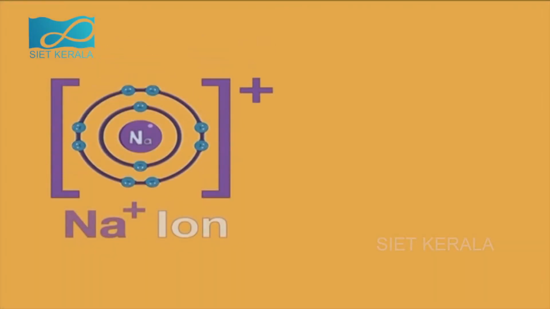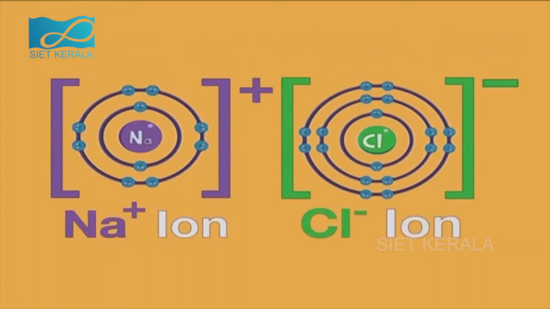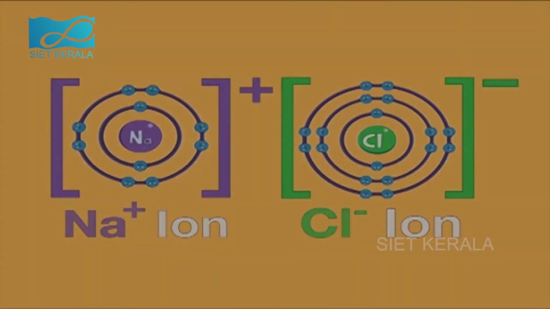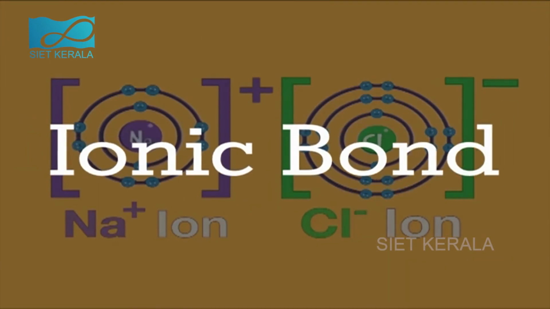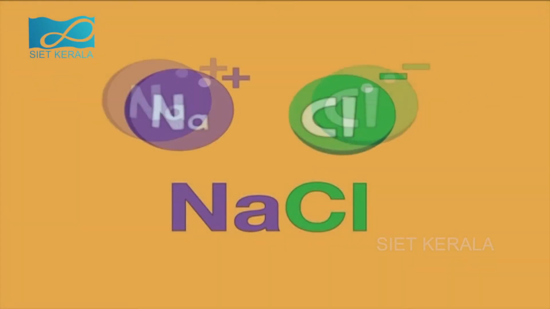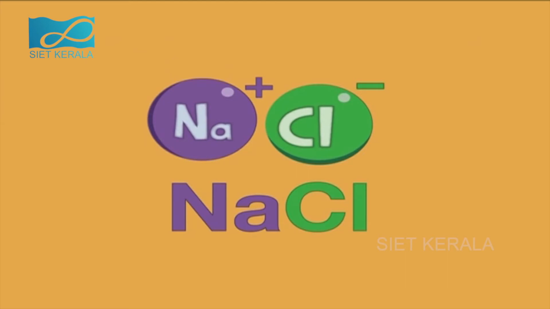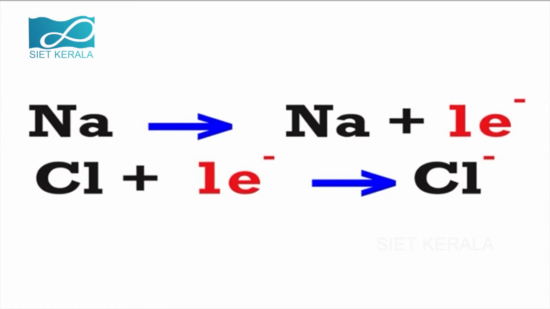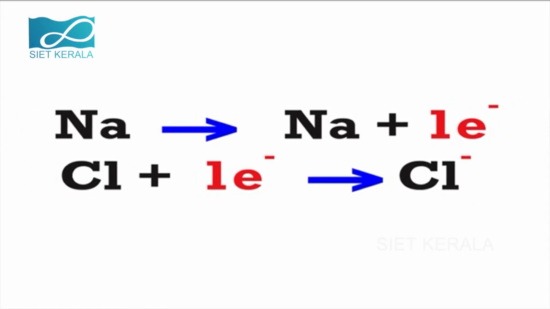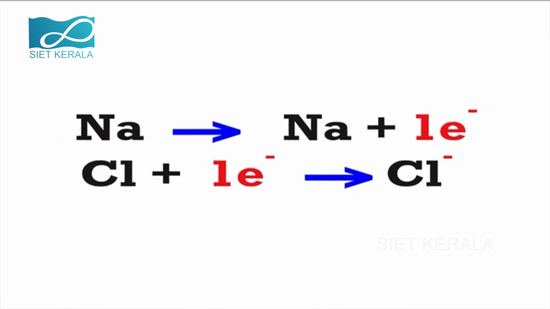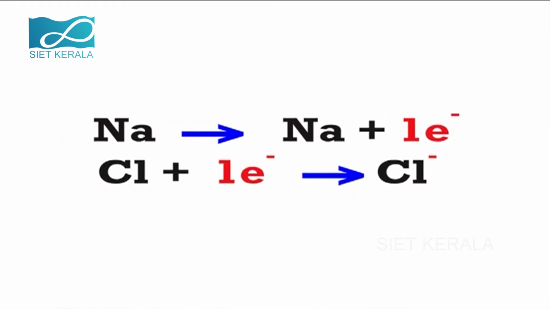The oppositely charged ions, thus formed, are held together by electrostatic force of attraction. This attractive force is called ionic bond. Sodium chloride thus contains ionic bond. We can write the equation for the electron transfer during the formation of sodium chloride, as shown.